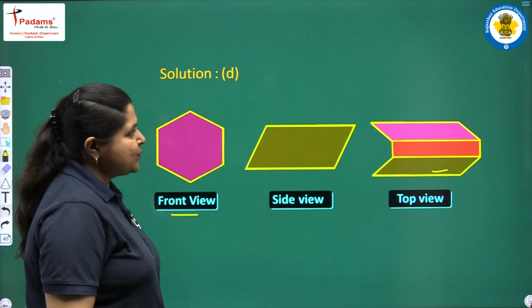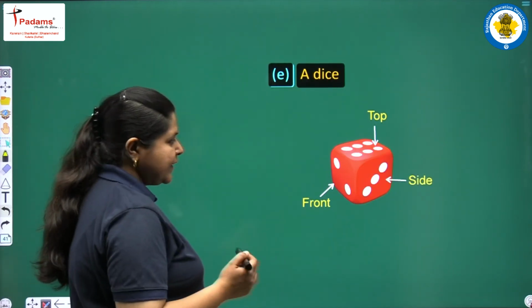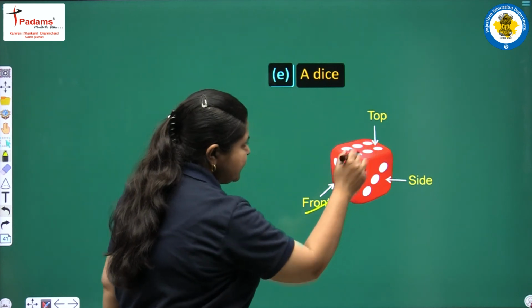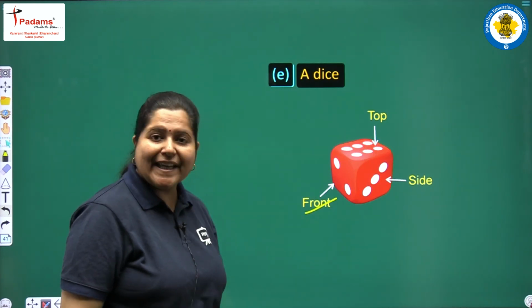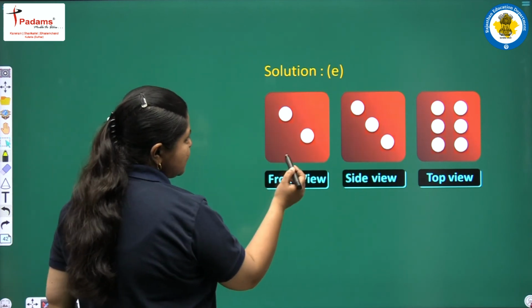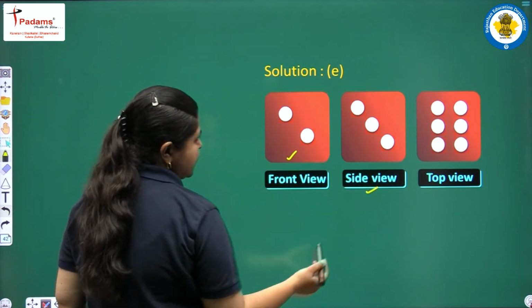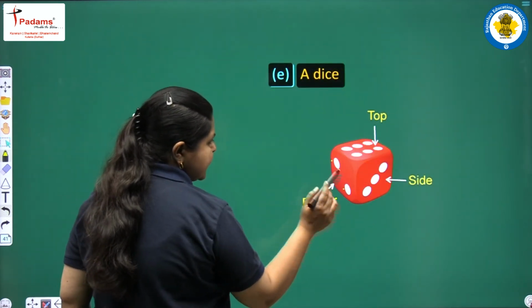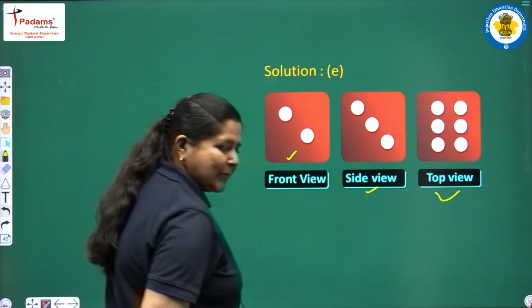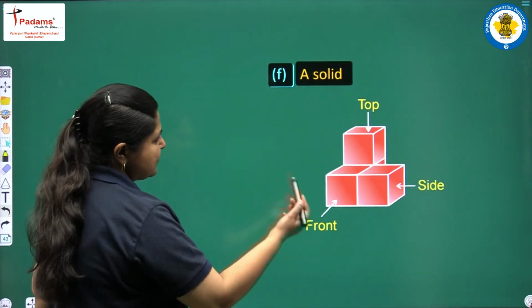Getting it? Next we have a dice here with 2 dots from this side, 3 dots from this side and 6 dots from the top. And now we can easily draw the 3 views here. This is the front view with 2 dots, this is the side view with 3 dots, and the top view with 6 dots, this is the top view. Easy.